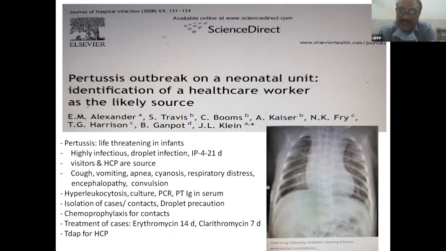So this is an X-ray where in pertussis you can get peribronchial opacities. Especially newborns are prone to developing pertussis pneumonia, and the very peculiar feature is peribronchial infiltrates.